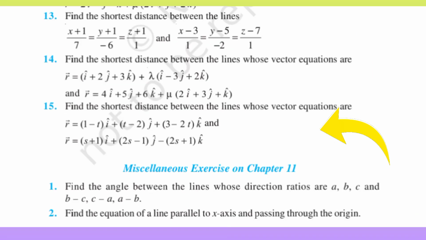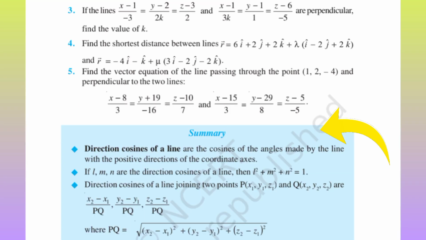So miscellaneous exercise is also here, but let us see the summary. Direction cosines of a line are the cosines of the angles made by the line with the positive direction of the coordinate axes. If l, m, n are the direction cosines of a line, then l square plus m square plus n square is equal to 1.